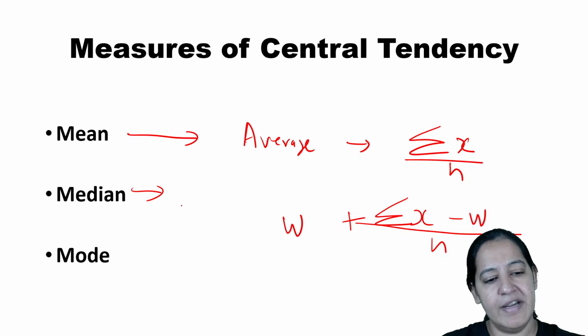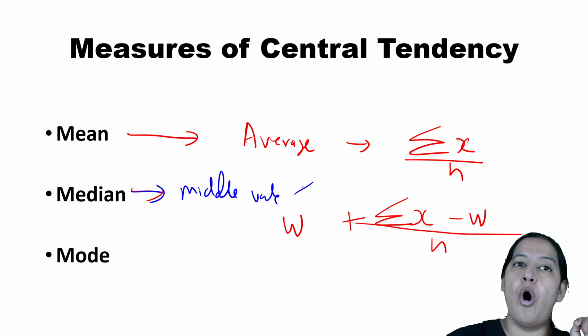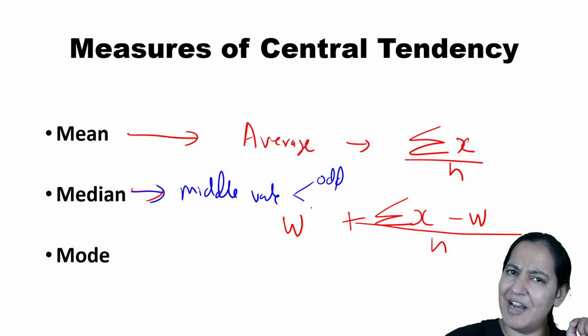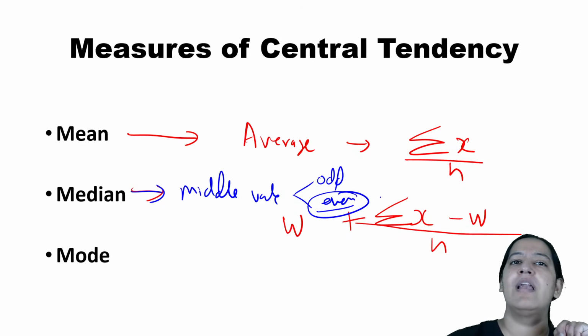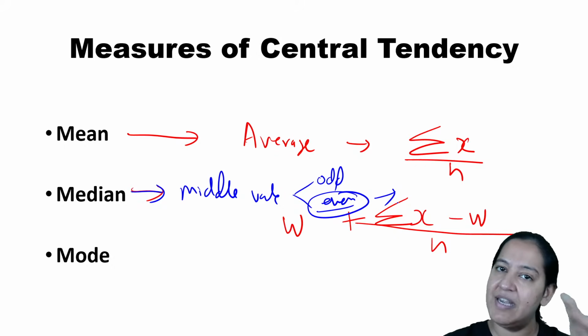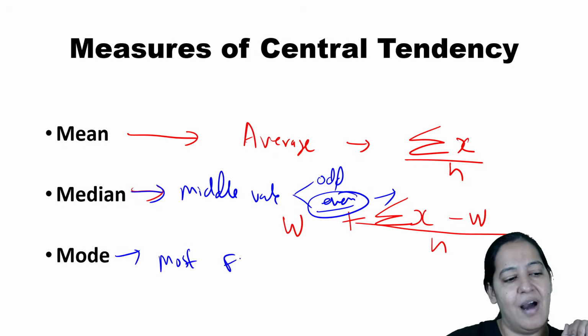Median. Who will tell me what median is? Median is the middle value. It is easy to calculate in an odd number of observations. It is a little bit difficult in even. In even there will be two middle values. If there are two middle values, take the average of them: add them and divide by 2. Mode. Mode is the most frequently occurring value.